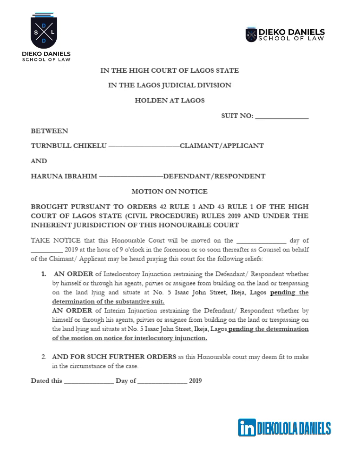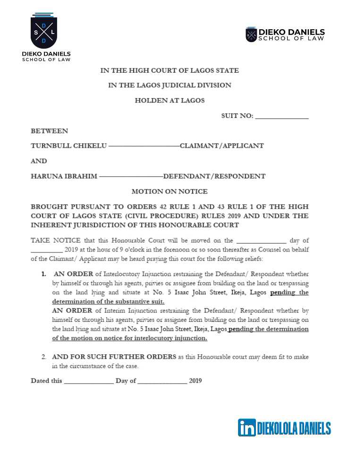Now, another thing that distinguishes is pending the determination of the substantive suit. When it's an order for interlocutory application, we are making it pending the determination of the substantive suit. Now, look at that of an interim injunction. An order of interim injunction restraining the defendant respondent, whether by himself. Please, what's the difference? The first one is an order of interlocutory injunction. This one is an order of interim injunction.